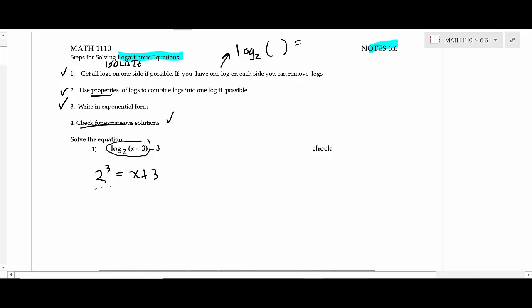That's the equation you know how to solve. So it would be 8 equals x plus 3. You can do that in your head. You don't have to show that step. That's easy enough to do in your head. So you get x equals 5.